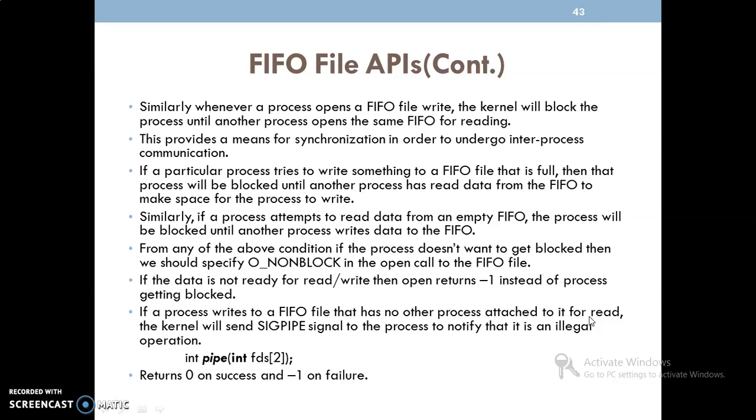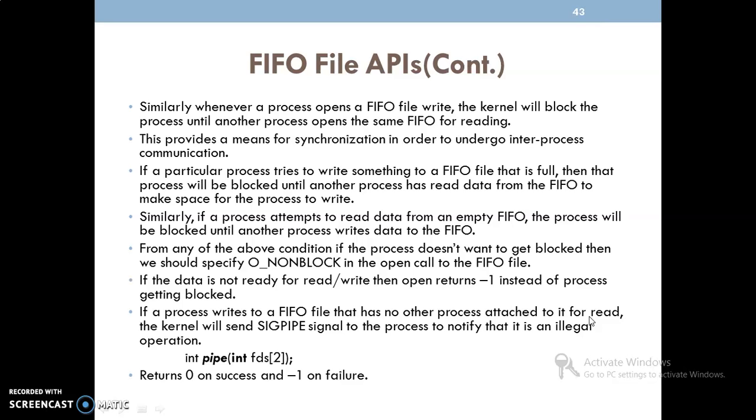For any of the above conditions, if the process does not want to get blocked, then it should specify O_NONBLOCK as a flag, one of the flags we use with the open API. If the data is not ready for read or write, then open returns -1 instead of the process getting blocked.